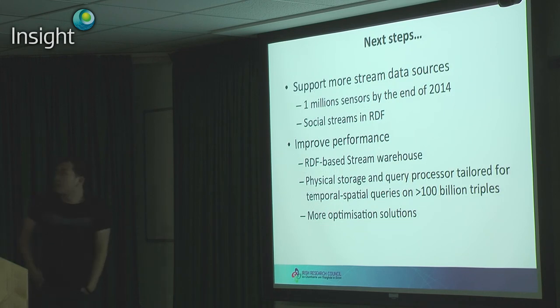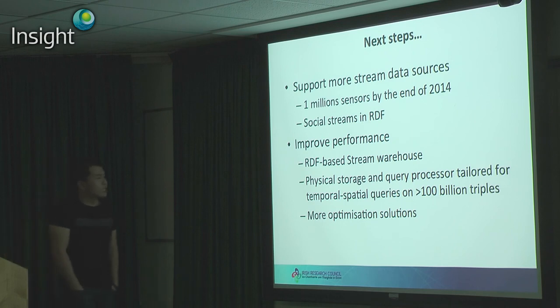So what are the next steps that we are trying to do? In this year we're trying to support around 1 million sensor data sources that we have in the catalog. And we use a lot of tools to convert social streams into RDF. It came at the right time in the last 2 years. People do a lot of natural language processing and other things on social streams, and they put out a lot of open source products. Then we hope to integrate them into the system and use them as valuable data sources.